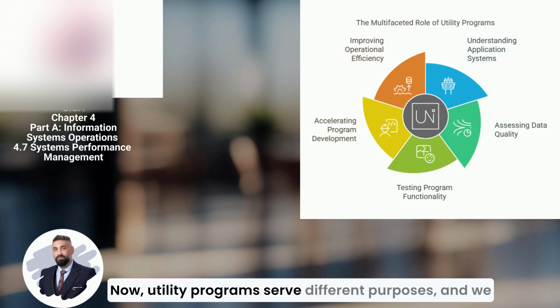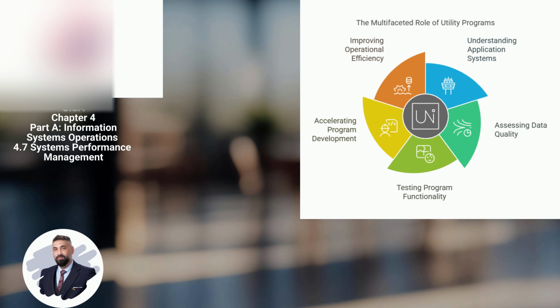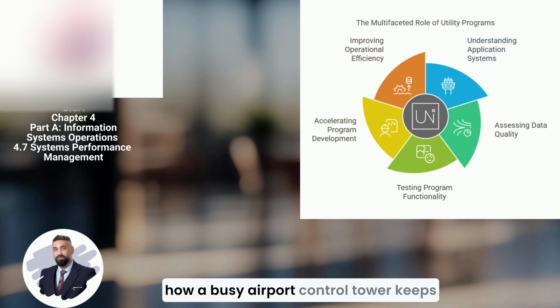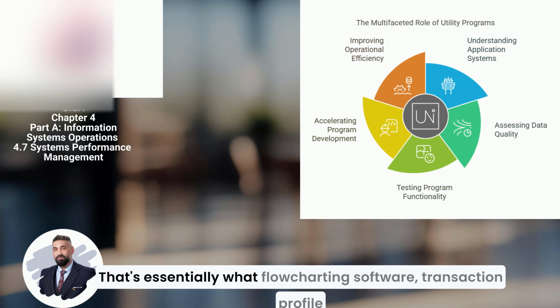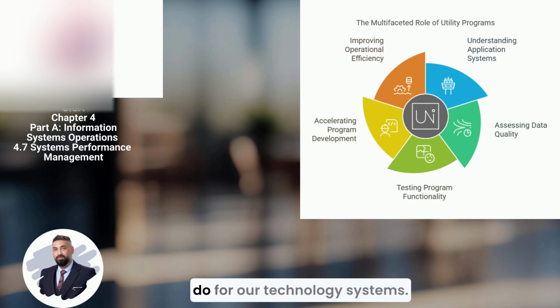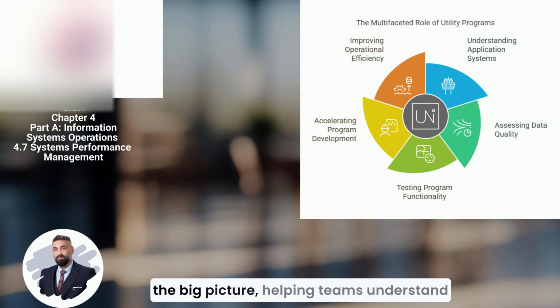Now, utility programs serve different purposes, and we can categorize them across 5 functional areas. Let's explore. 1. Understanding application systems. Have you ever wondered how a busy airport control tower keeps track of hundreds of flights simultaneously? That's essentially what flowcharting software, transaction profile analyzers, execution path analyzers, and data dictionaries do for our technology systems. They dissect applications to show us the big picture, helping teams understand complex programs from start to finish.